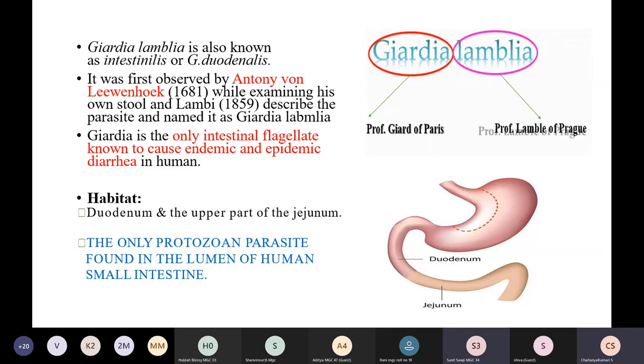Axostyle. Tell me the number. Axostyle, 1 pair. Yes. Flagella 4 pairs, parabasal bodies 2 pairs, nucleus 2 nuclei. Okay, very good. Apart from that, you can see the sucking disc also. So what will be the shape of the trophozoite? Tennis racket. Yes.